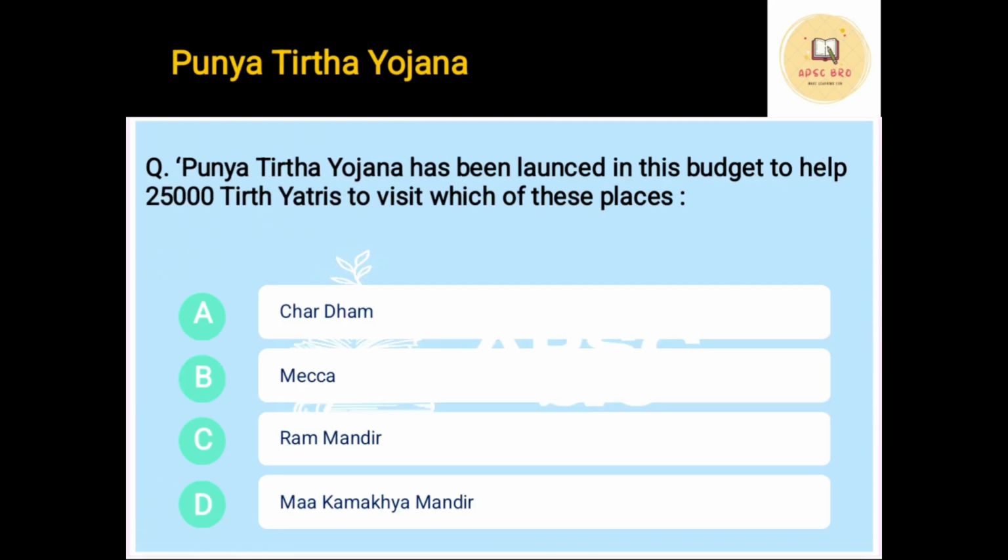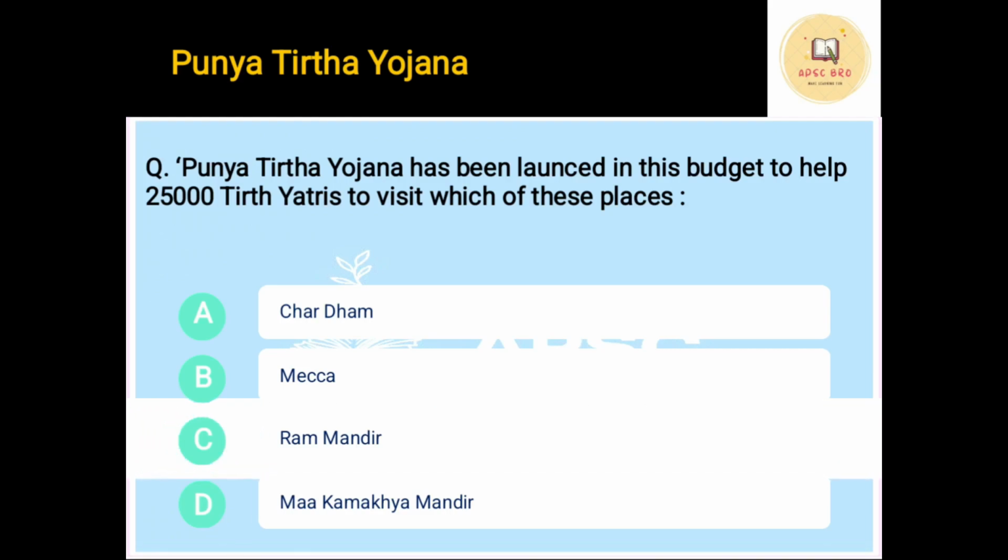Okay. Next scheme that was important from this year's budget is Punyo Tirtha Yojana. Punyo Tirtha Yojana has been launched in this budget to help 25,000 Tirthayatris to visit which of these places? Chardham, Mecca, Ram Mandir or Ma Kamakya Mandir. The correct answer to this is Ram Mandir. Ram Mandir is a hot topic for this year's examination, so this question is also very important. 25,000 Tirthayatris targeted, fund allocated is 25 crore.